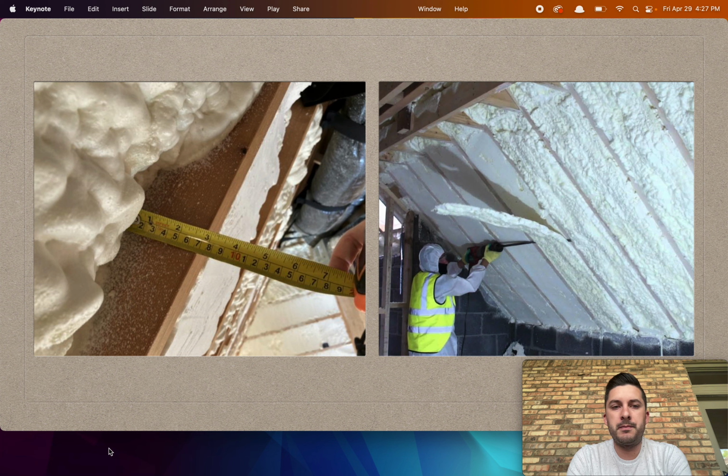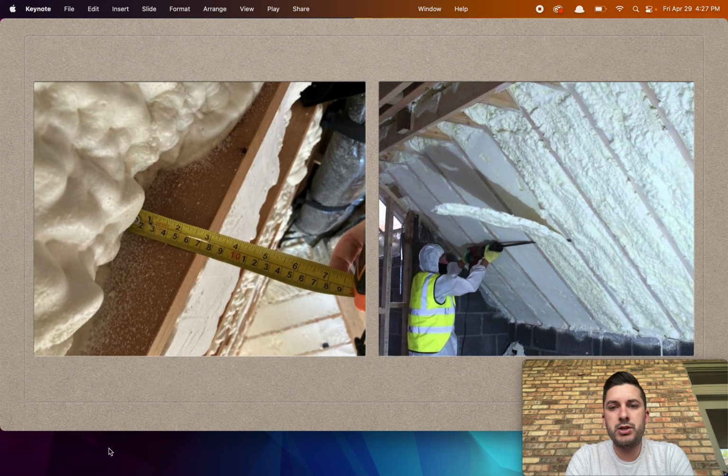So here's what we're talking about. And this is one of the reasons we don't like it. It's very installer dependent. So there on the left, we're going to just assume that this client was paying for full depth of fill in these, it looks like ceiling roof rafters. We're going to assume they're supposed to be getting, or they're paying for full fill. And you can see they're just under 3 inches, insufficient fill.